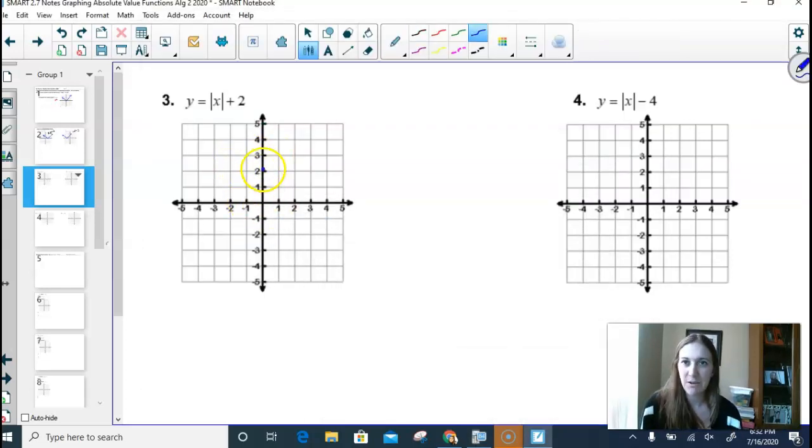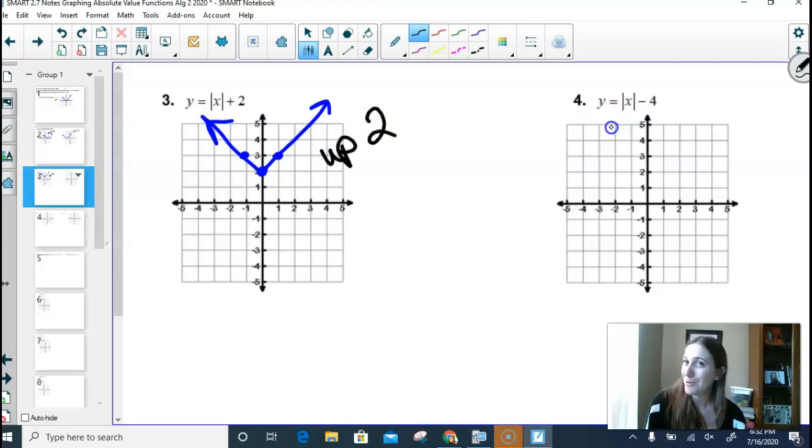So the vertex is now up here at 0, 2. And then one of the ordered pairs that I stole from the table would have been 1, 3, and also negative 1, 3. And then I ruin it by graphing. All right, so as far as the transformation, this one was shifted up 2. I bet you can guess what this one does. That's right, kids. I'm just assuming you said down 4.